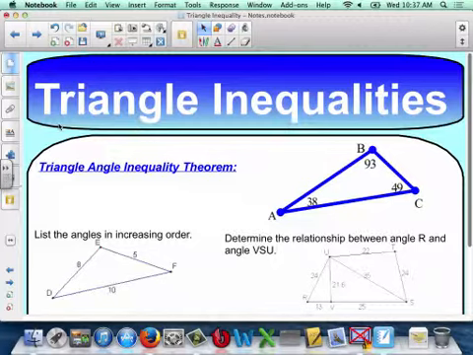Guys, when we look at a triangle, we can judge the relative sizes of angles and sides. I might not be able to tell you exactly what the angle is, but I can put them in order of rank from smallest to biggest. So when we look at the triangle angle inequality, what it basically says is that my smallest angle will be opposite of the shortest side. Write that down. The smallest angle is opposite of the shortest side.